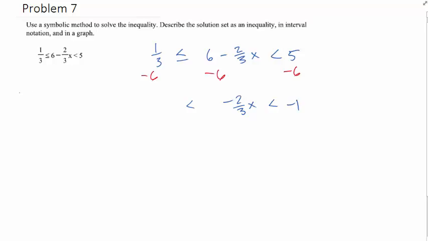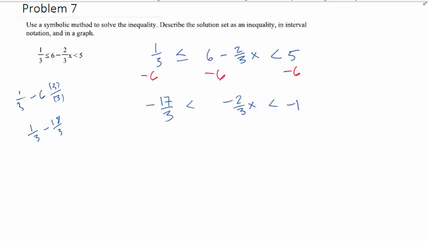And let's do this off to the side. This is a 1/3 minus 6 with a common denominator of 3. So 1/3 minus 18/3 is going to give a negative 17/3. Now our next step is to get rid of the negative 2/3 by multiplying this by negative 3/2. That will get rid of that. So whatever I do to one side I have to do to the other.